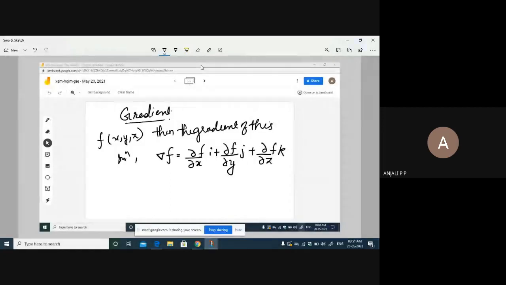Okay, this is the gradient of a function. f is a function of x, y, and z. Then the gradient of a function is del f, which is equal to dou by dou x of f i plus dou by dou y of f j plus dou by dou z of f k. This can also be written as fx of x, y, z i plus fy of x, y, z j plus fz of x, y, z k.